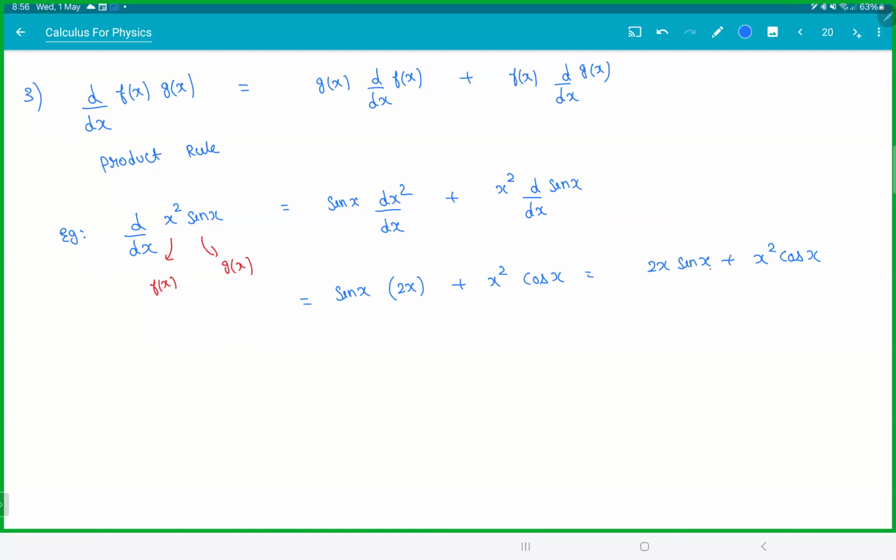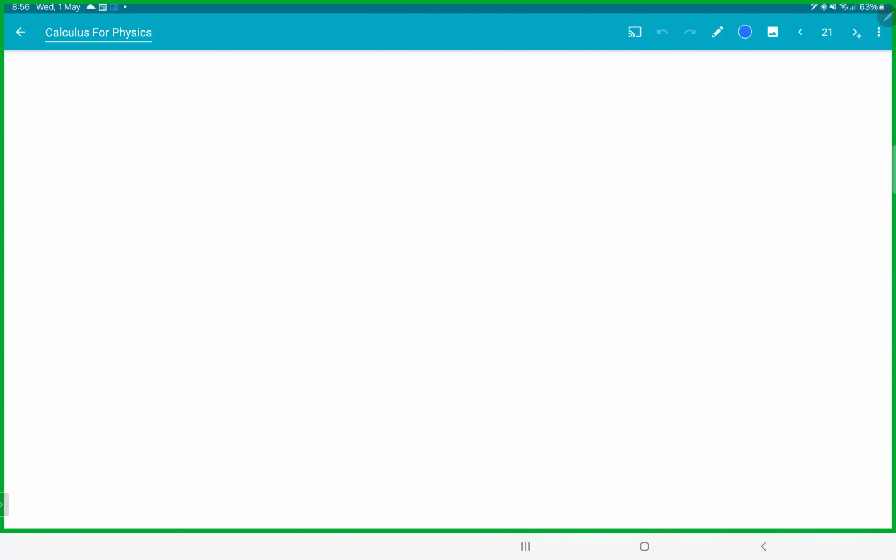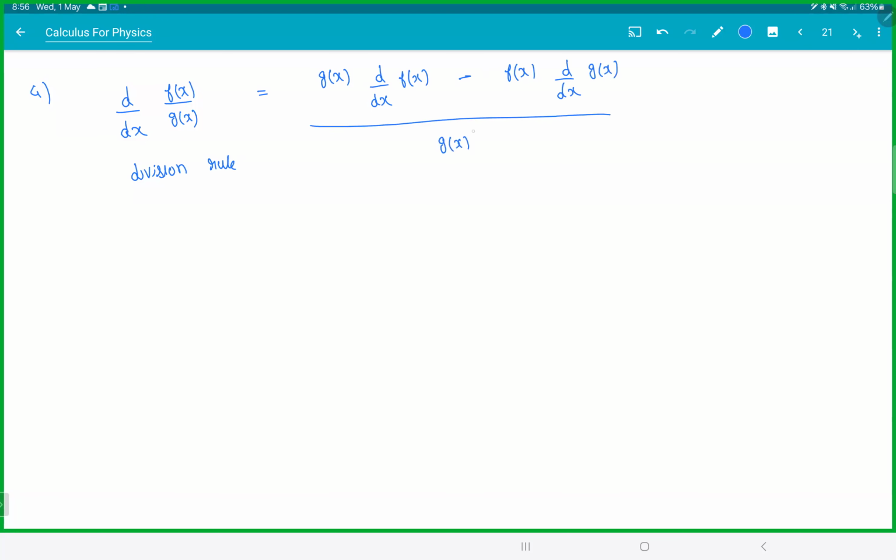Turning the page. Clear? Next thing, the fourth identity. So d by dx of f of x by g of x, division rule. This thing, g of x will be outside. Then you differentiate f of x minus f of x will be outside. Differentiate g of x by g of x whole square. This is the most complex one out of all four.